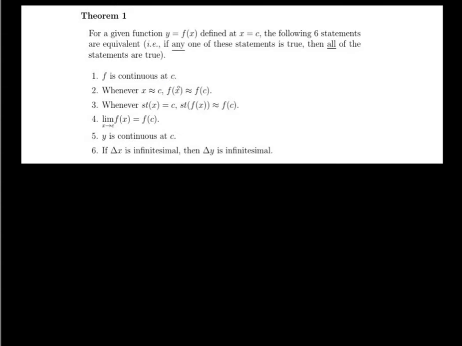So f being continuous at c: if x is infinitely close to c, f of x is infinitely close to f of c. The standard part of x is c, then the standard part of f of x is f of c. The limit as x approaches c of f of x is f of c. Y is continuous at c, which is kind of repeating this. And if delta x is infinitesimal, then delta y is infinitesimal. So these are all equivalent. If f is continuous, you can say I know every single one of these statements is true. In the examples that follow, we'll use these ideas.